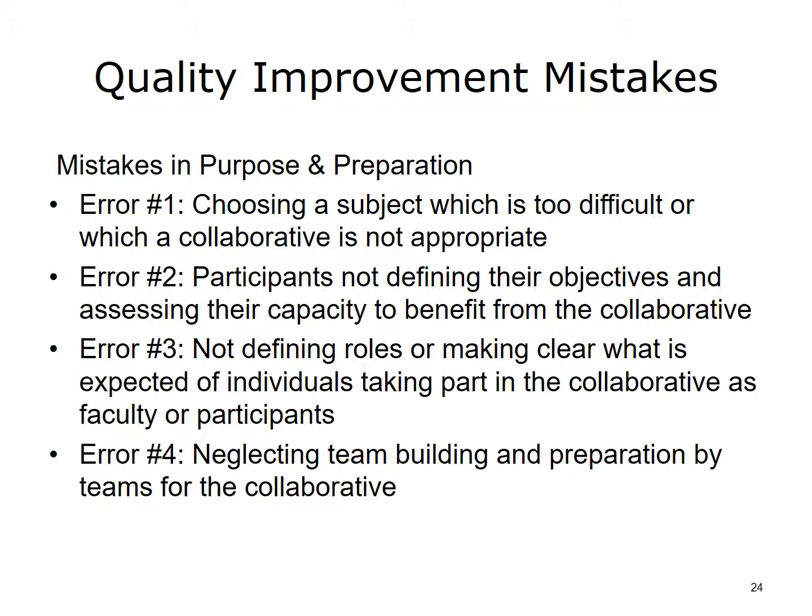Mistakes that are frequently made in quality improvement initiatives are mistakes in purpose and preparation, mistakes in planning and operations, and mistakes in transition and implementation. Mistakes in purpose and preparation include error number 1, choosing a subject which is too difficult or for which a collaborative is not appropriate. Error number 2, participants not defining their objectives and assessing their capacity to benefit from the collaborative. Error number 3, not defining roles or making clear what is expected of individuals taking part in the collaborative as faculty or participants. Error number 4, neglecting team building and preparation by teams for the collaborative.